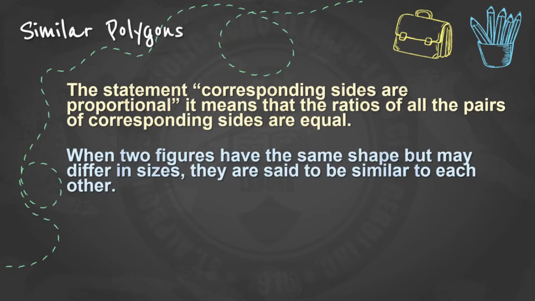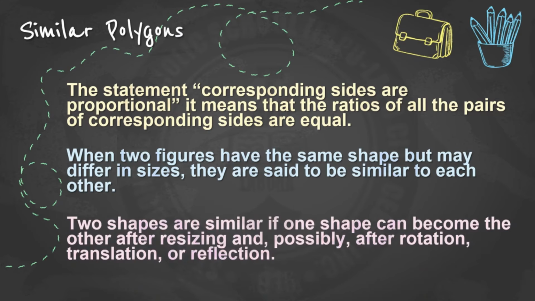When two figures have the same shape but may differ in sizes, they are said to be similar to each other. And lastly, two shapes are similar if one shape can become the other after resizing and possibly after rotation, translation, or reflection.